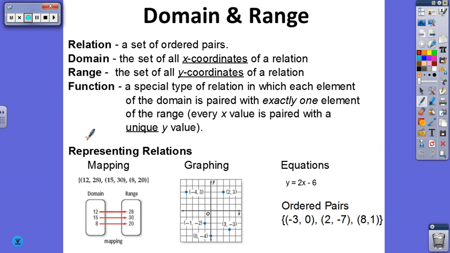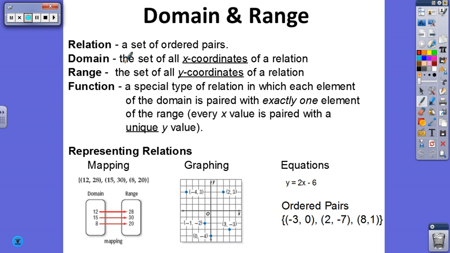These notes are going to go over domain and range of functions. So let's start by talking about the difference between a relation and a function. A relation is simply a set of ordered pairs, while a function is a special type of relation where every element in the domain has only one pair from the range, meaning every x value has a unique y value.